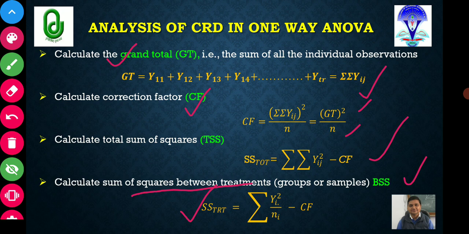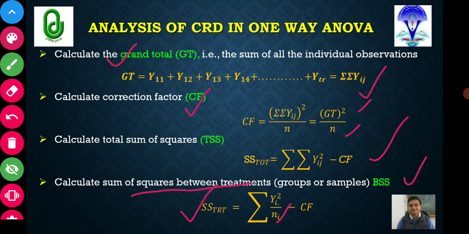That means 5 treatments will come in 5 rows. So that is also called the row sum of squares. So 5 rows, yi dot. Here i means treatment. So yi dot means the sum of the first treatment, meaning all the observations should be summed and squared, and it will be divided by the number of observations present in that row, that means the treatment, that means the replication.